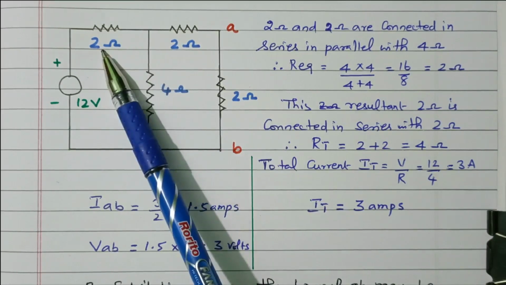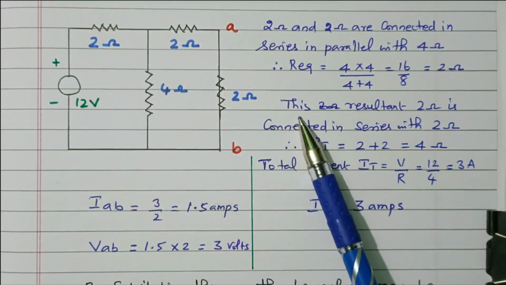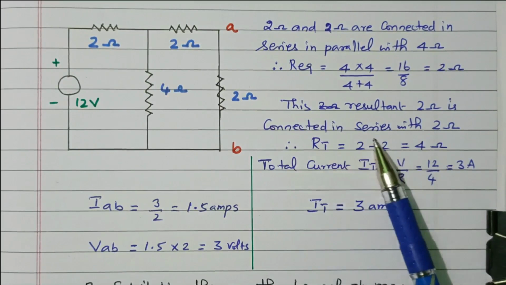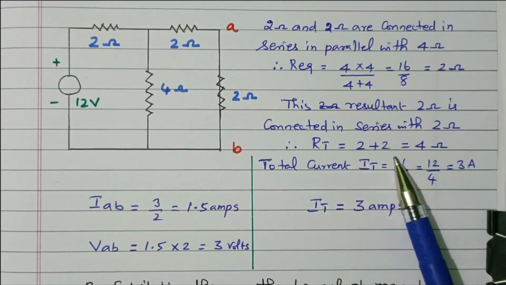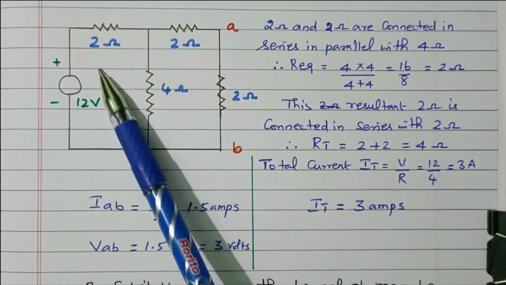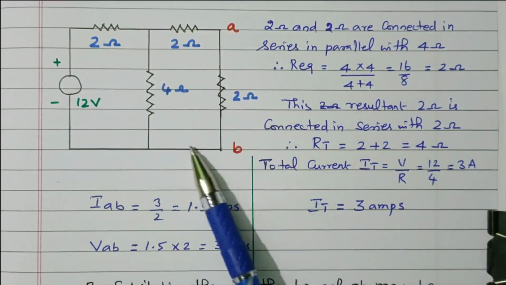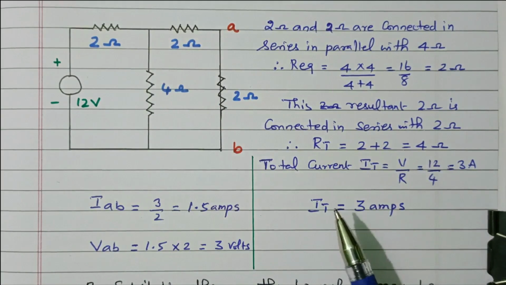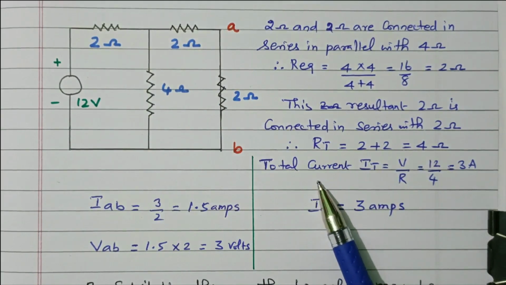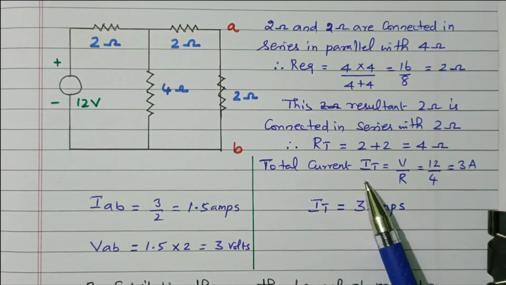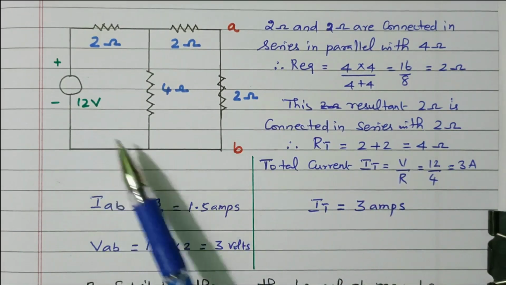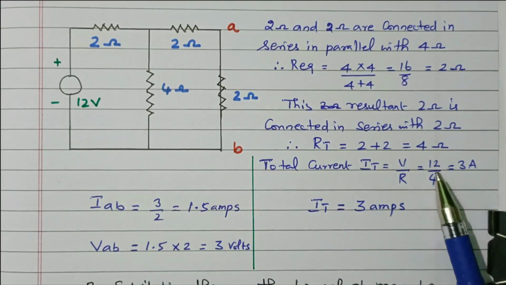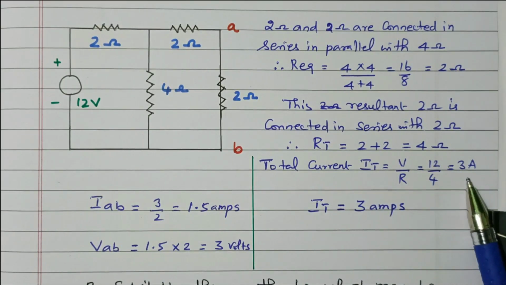That is connected in series with this other 2 ohm. So the final resistance is 2 plus 2, 4 ohm. The total resistance of this network is 4 ohm. From that we can find the total current. Total current IT equals V by R. V is 12 volts, R is 4 ohm. So 12 by 4 is 3 ampere.